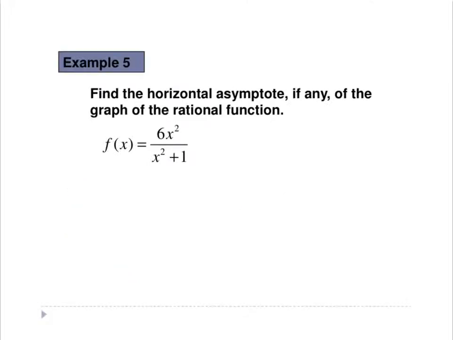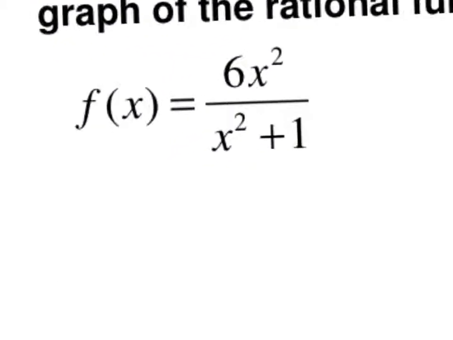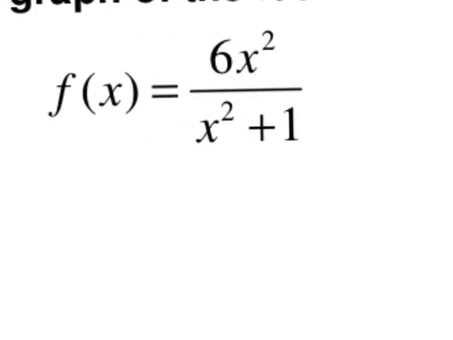Alright, so for the degree of the top in relation to the degree of the bottom in finding the horizontal asymptote, what is it, guys? It's equal. Okay, so n equals m. Remember, you take the leading coefficient of the top, which is? And the bottom? So your horizontal asymptote is occurring at y equals 6.